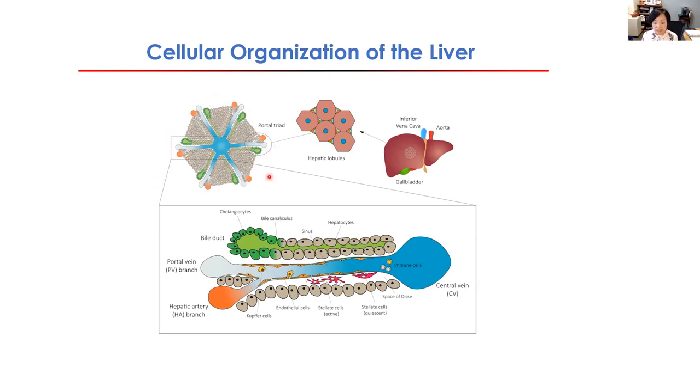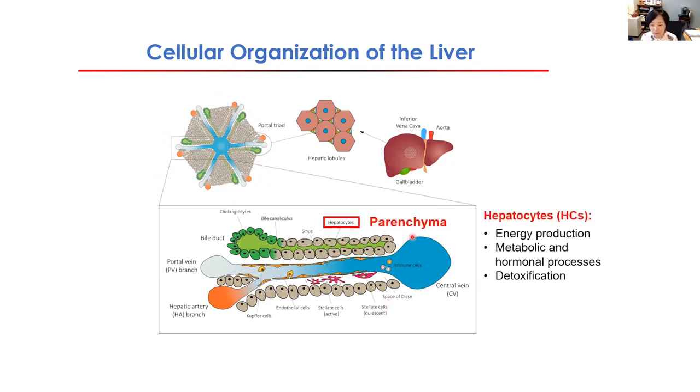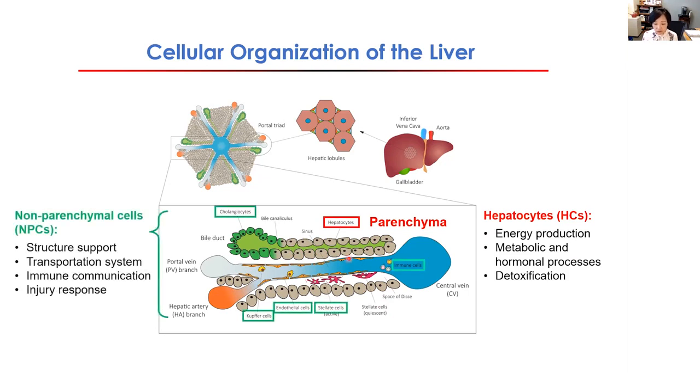The main cell type in the hepatic lobule is the hepatocyte, the predominant liver parenchymal cell type that takes care of the major functions of the liver, such as energy production, metabolic and hormonal processes, detoxification, and many others. But there is also a relatively less known population in the liver called non-parenchymal cells, including cholangiocytes that form the bile ducts, Kupffer cells, which are the largest resident macrophage population of the body, endothelial cells that form the blood vessels, and hepatic stem cells, which we'll talk about more later.